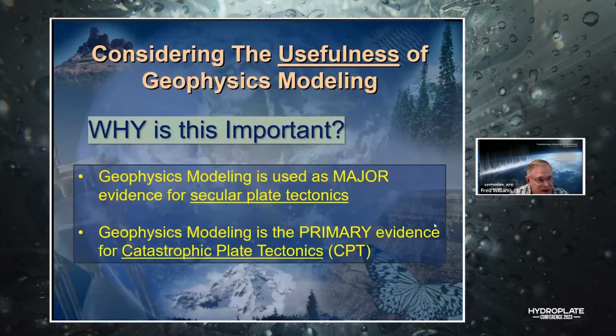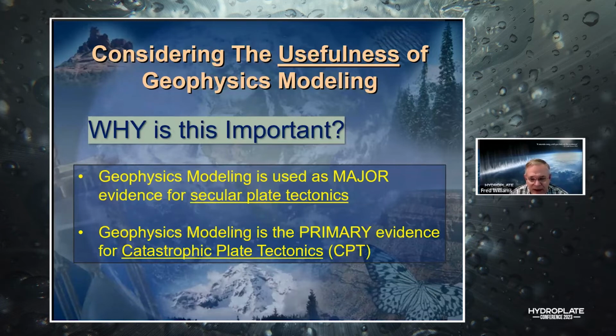So anyways, we're going to consider the usefulness of the geophysics modeling that many of you probably have seen, mostly from Dr. John Baumgardner. And so why is this important? Geophysics modeling is used as major evidence for secular plate tectonics, and mostly I'm referring to things like seismic tomography. Geophysics modeling is the primary evidence for catastrophic plate tectonics. Now, what do I mean by that?